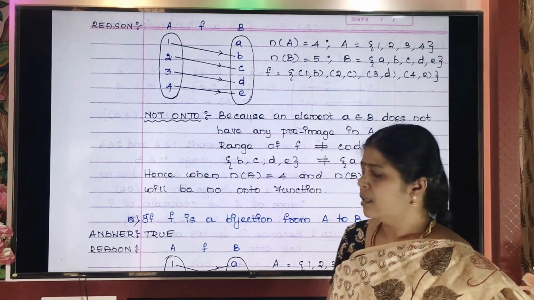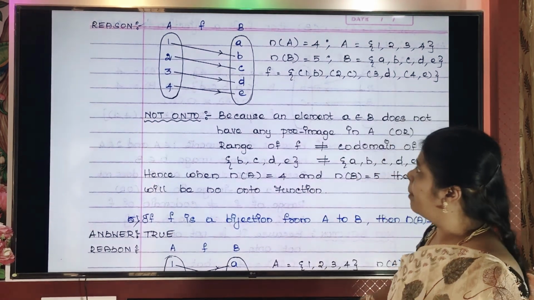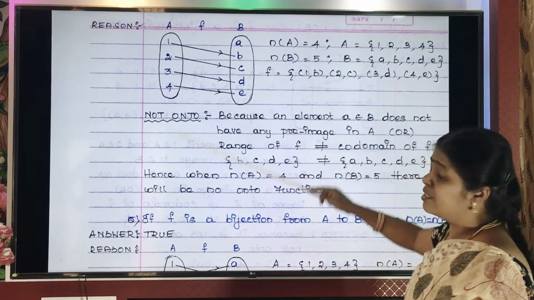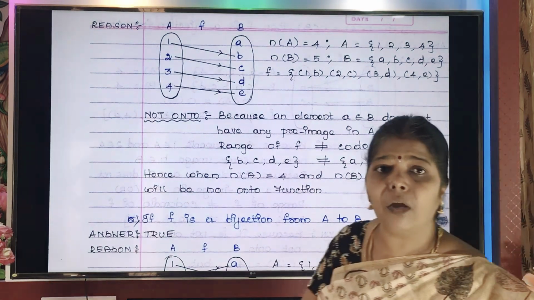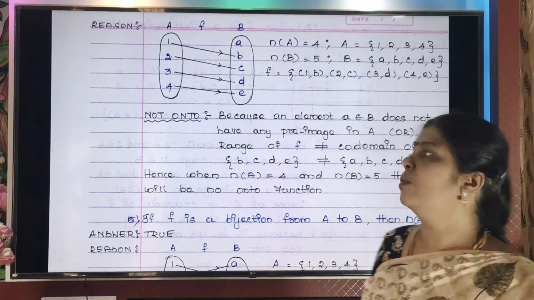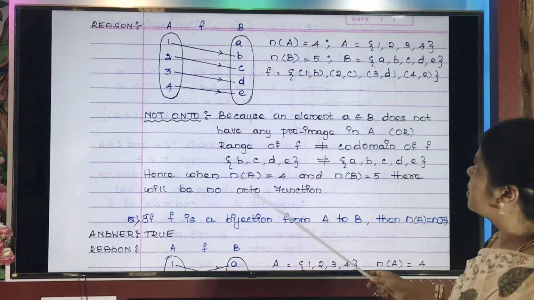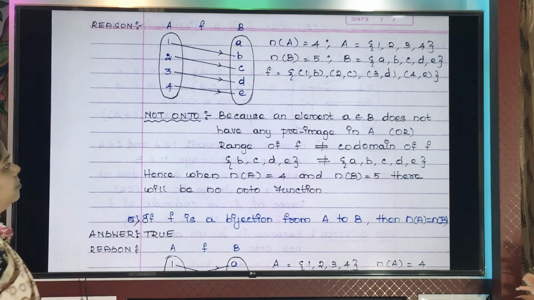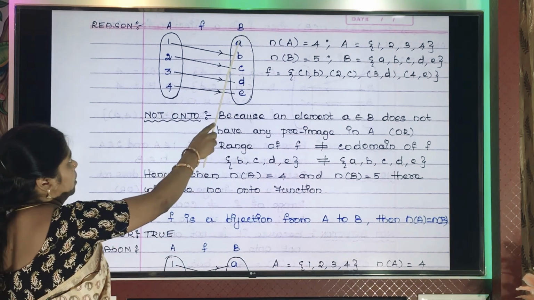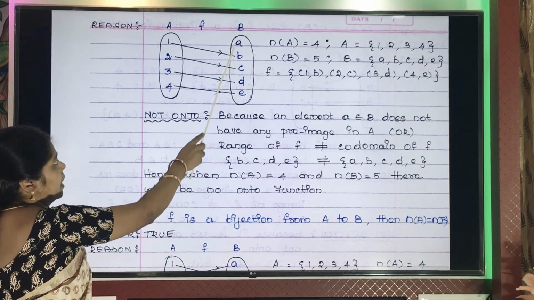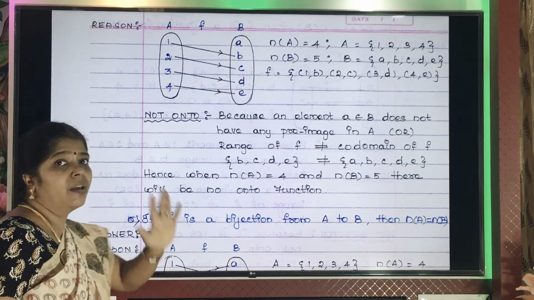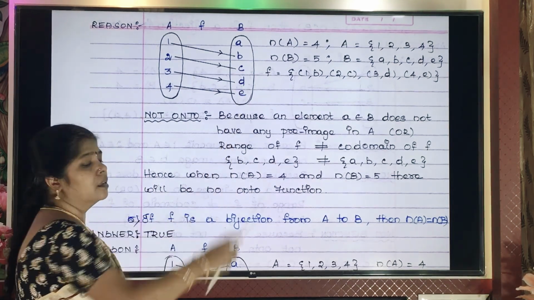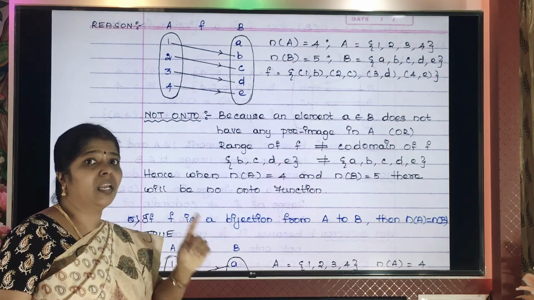The question given was, when the cardinal number of set A is 4 and the cardinal number of set B is 5, there cannot be onto functions. Yes, it is true. Why? Because this is one-to-one. Okay, but when you look into the codomain, the elements are A, B, C, D, E. 5 elements are there in the codomain. But what is the range? B, C, D, E. Only 4.